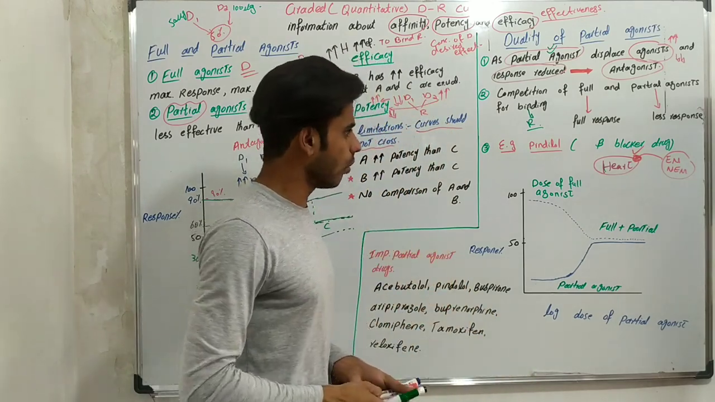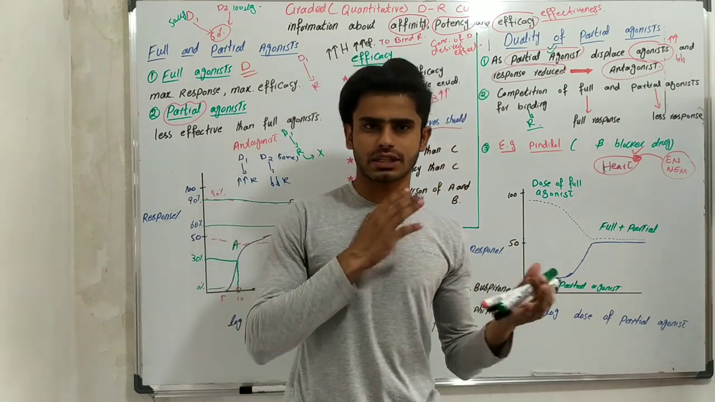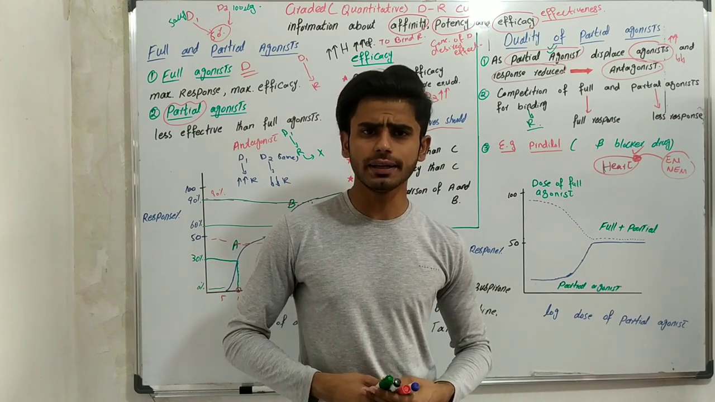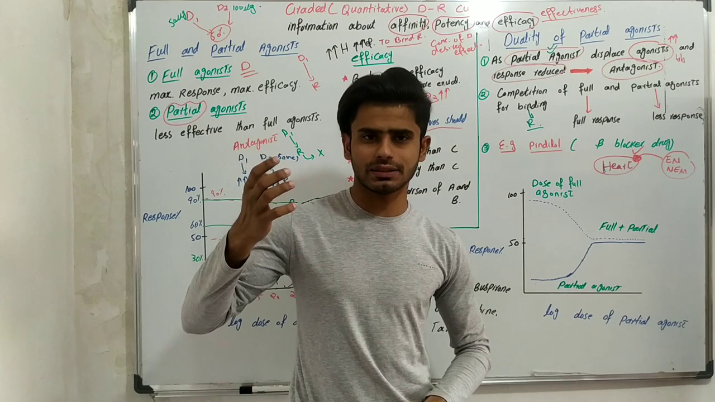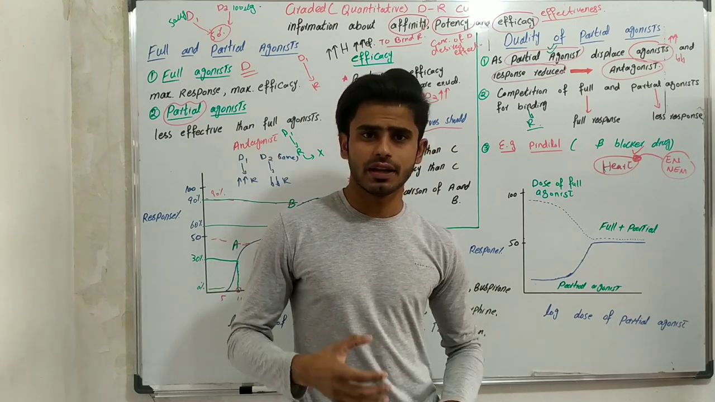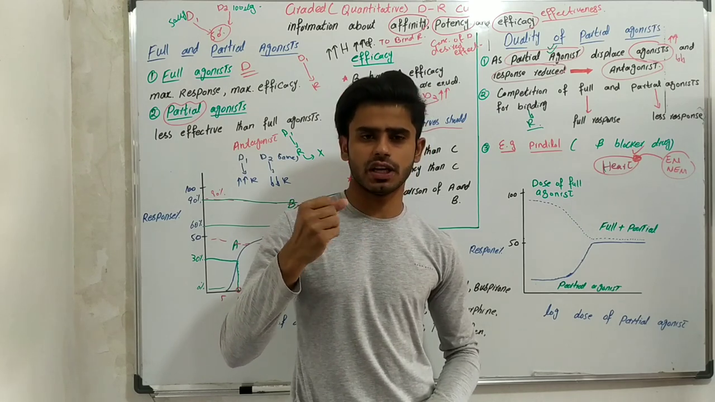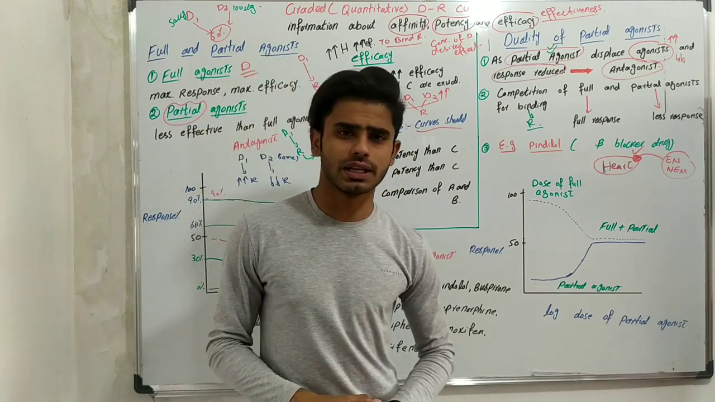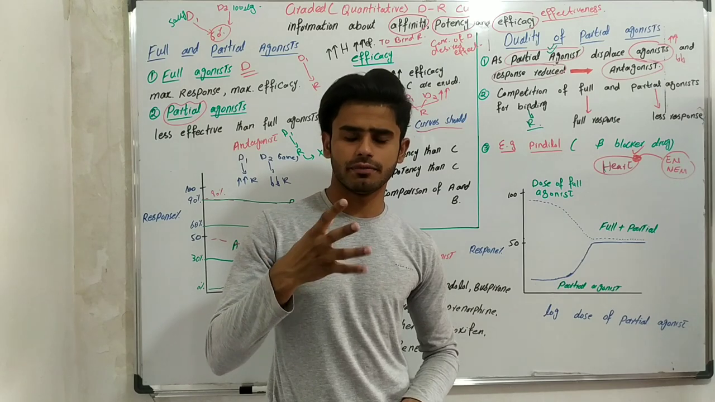Okay. So now I would like to give an example. Let's suppose that you take a test tube. In that test tube, you put the heart and you inject a full agonist such as epinephrine, norepinephrine. Then the heart will beat in a very fast manner, because epinephrine and norepinephrine are full agonists, and a full agonist gives the full response, and the heart will beat very, very fast.